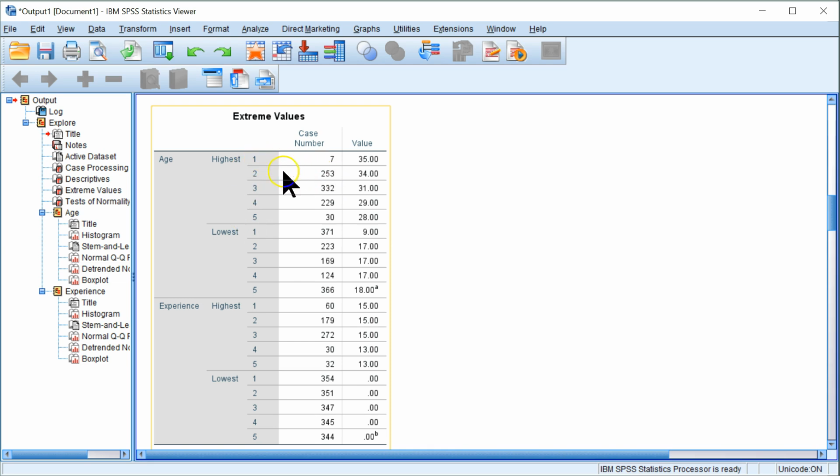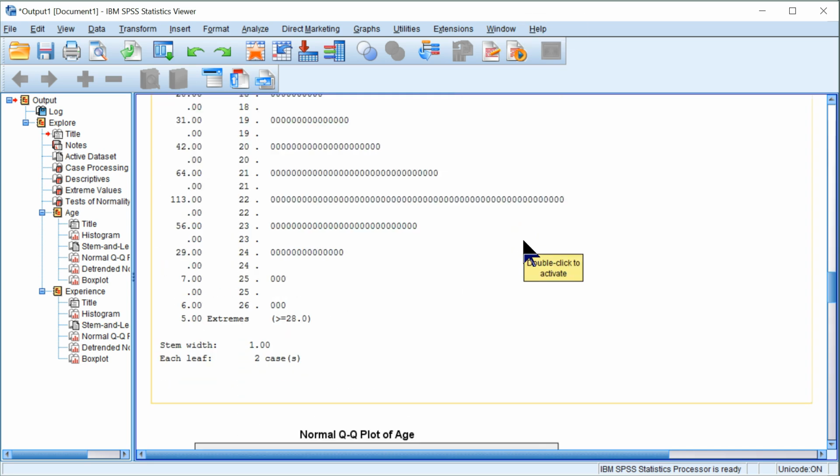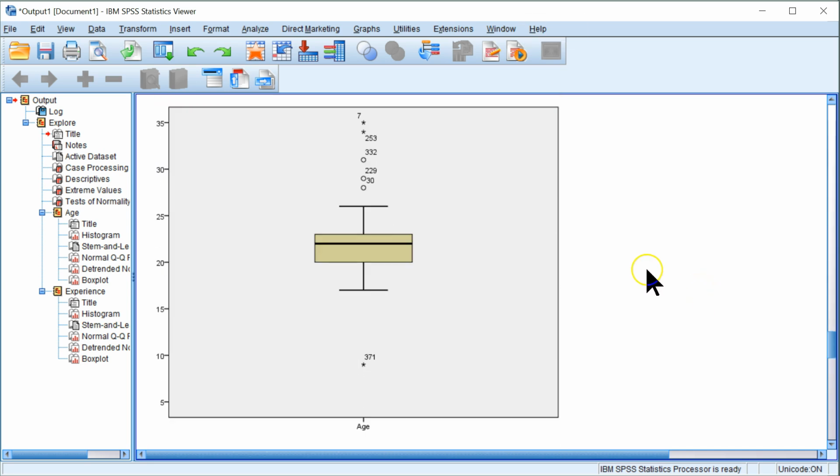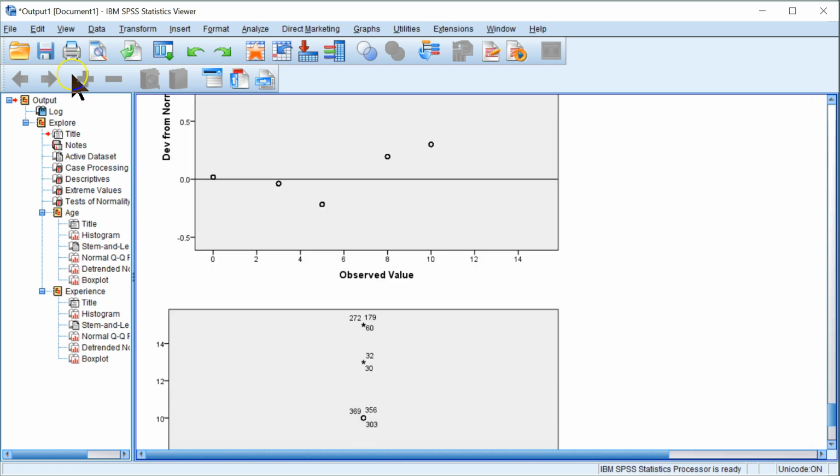On age, we have a 35-year-old and a 34-year-old. The question is, are those erroneous? Probably not. The lowest, we have a 9-year-old. I believe that is erroneous since we're surveying college students, so I should go take a look at that one. And in experience, we have 15 years of Excel experience. That's a lot. And 0 for the other side, which is fine. We go look at the normality: pretty normal in age, and somewhat normal on experience. Not too bad.